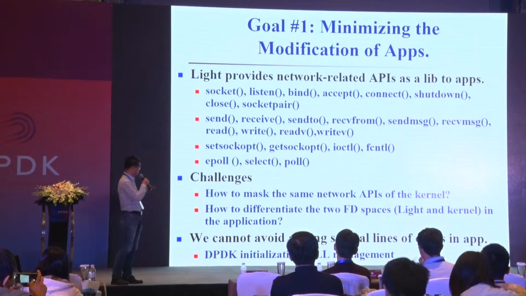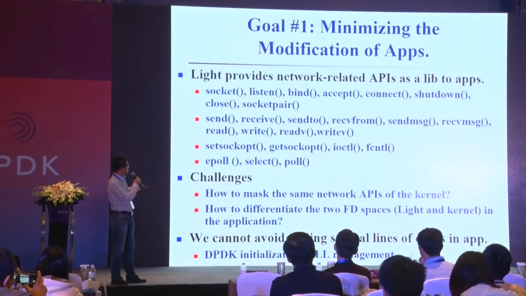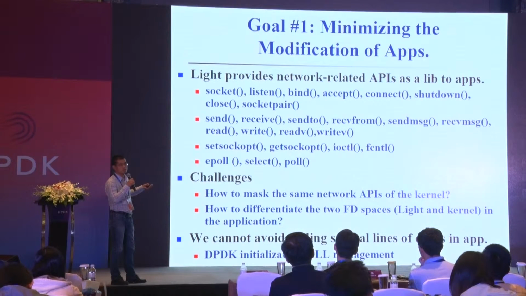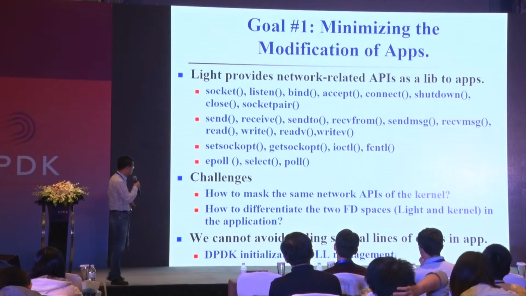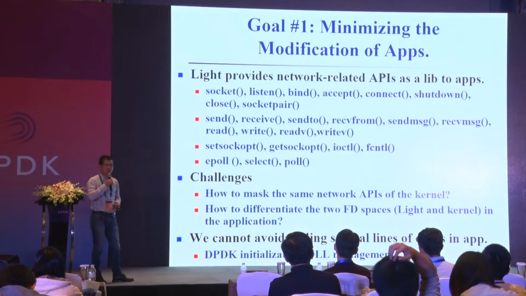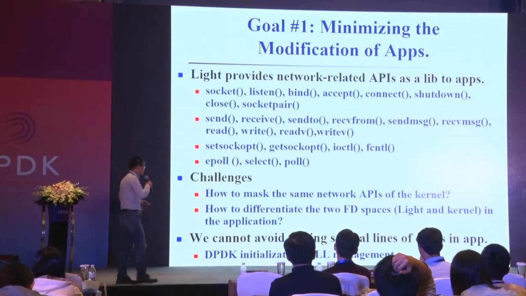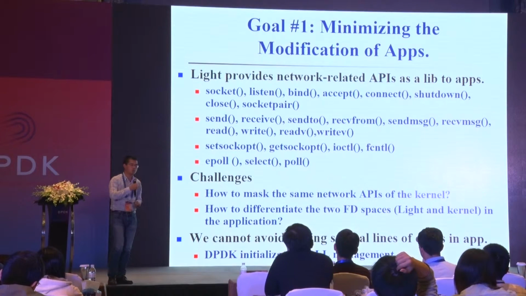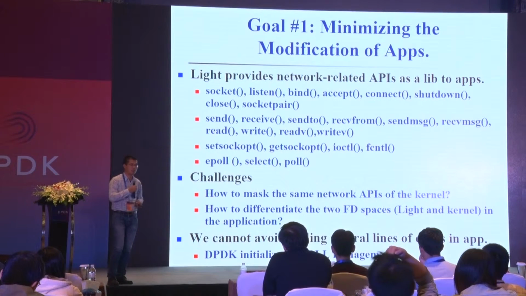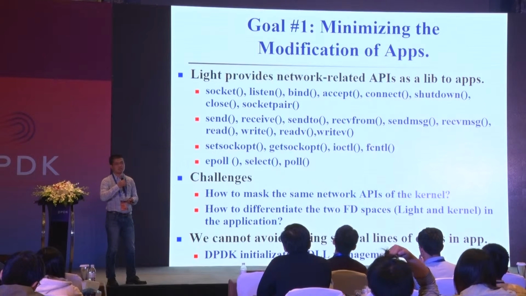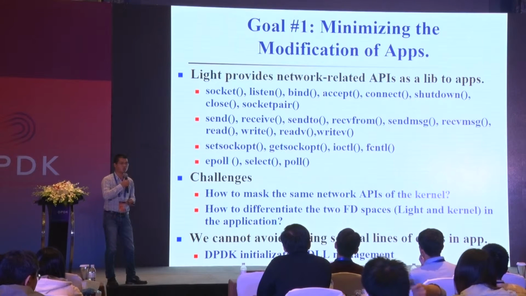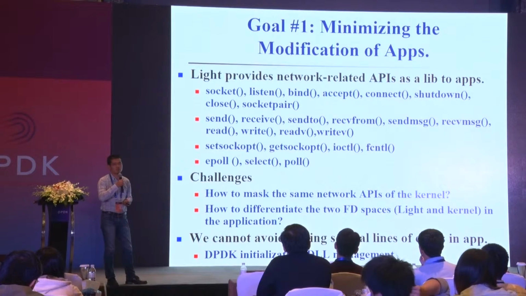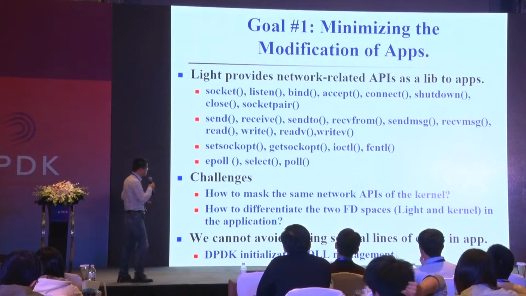Let's take a look at the first goal, how to minimize the modification to the applications. Light provides network-related APIs as a lib to applications. I only would like to talk about the main challenges. The first challenge is that in the kernel, it also has I/O APIs. If we are using Light to provide network-related APIs, there must be a way to mask the network APIs of the kernel. It will be difficult to cut the kernel. A lot of unexpected cost will be there.